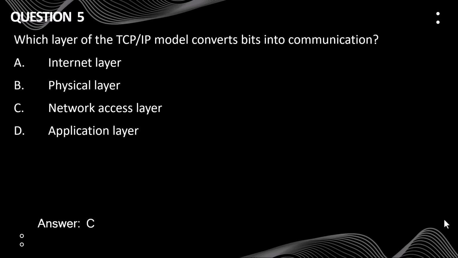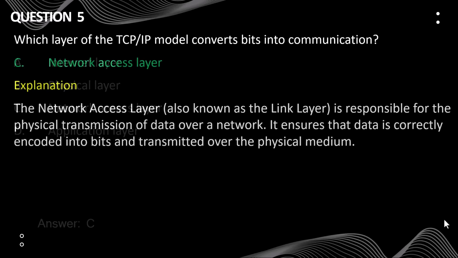The network access layer, also known as the link layer, is basically responsible for the physical transmission of data over a network. Now, it encompasses both the data link layer and the physical layer from the OSI model. And that means it deals with hardware addresses, network topology, and how data is physically sent through the network medium like cables or radio waves. Now, this layer ensures that data is correctly encoded into bits and transmitted over the physical medium. So, it's the network access layer that converts bits into communication.